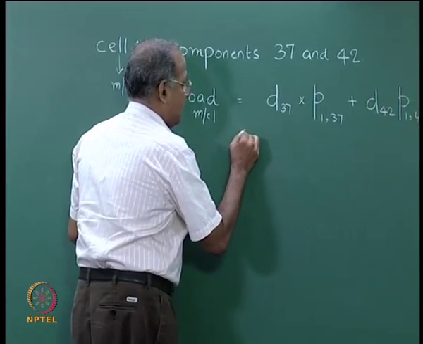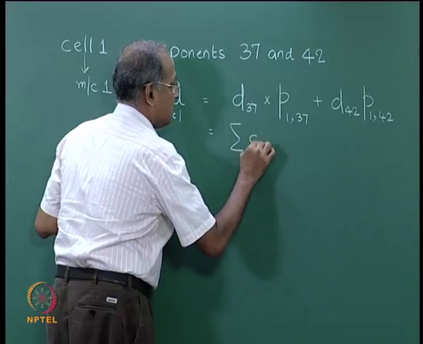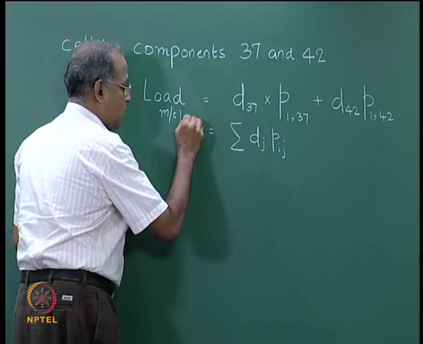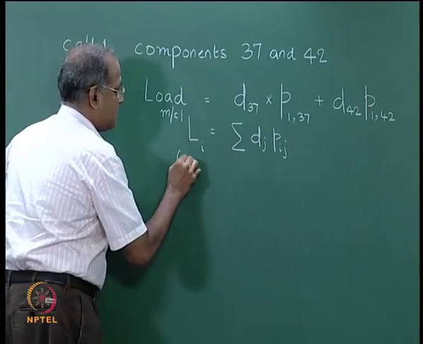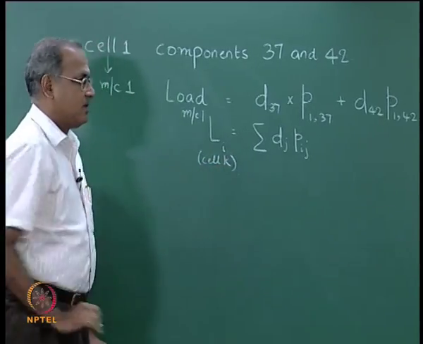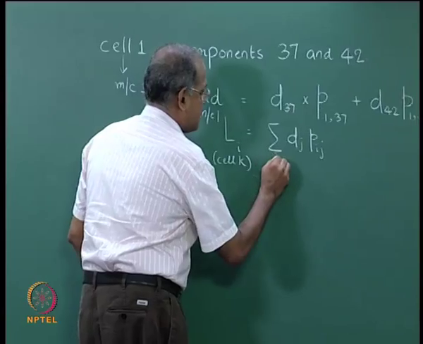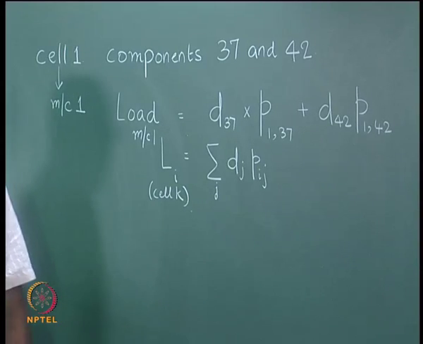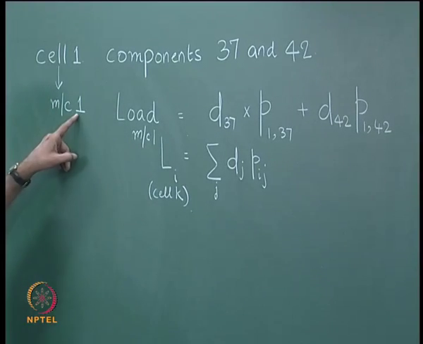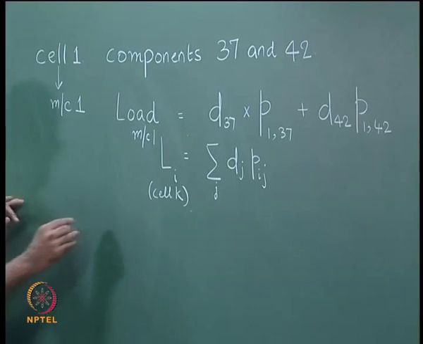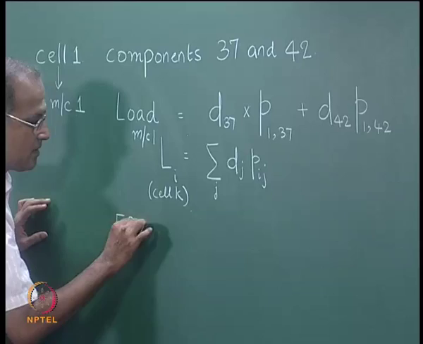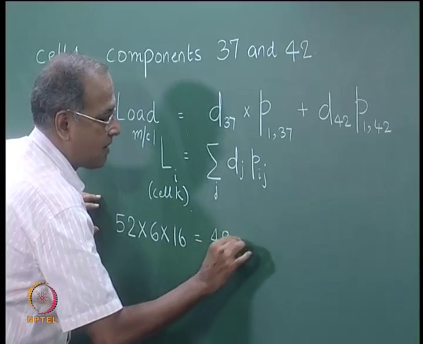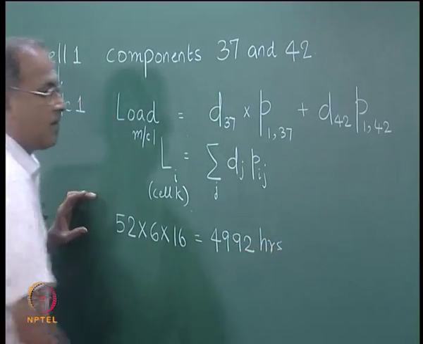So, now this load can be called sigma Dj Pij, as load on machine i in some cell k, summed over parts j. Now, let us say we are looking at machine number 1 and if we work 52 weeks into 6 days a week into 16 hours a day, we have 4992 hours available in a year.